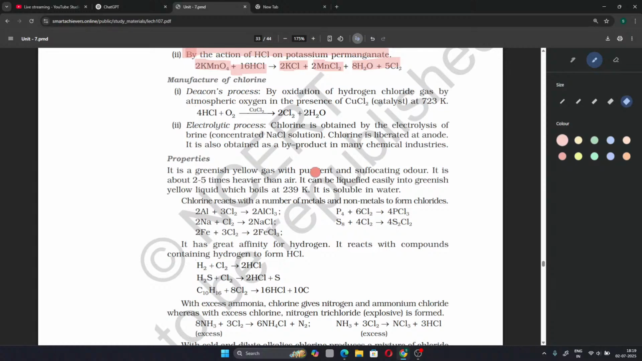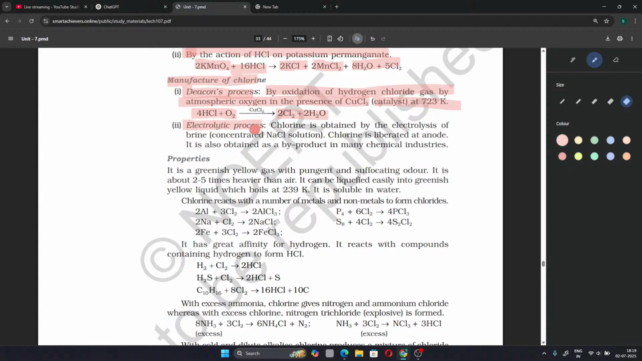Manufacture: the industrial scale process of chlorine is the fourth process we are going to study. The first was Haber's process, production of ammonia. The second was Ostwald's process, production of nitric acid. The third was the contact process, production of sulfuric acid. The fourth is Deacon's process, the manufacture of chlorine by oxidation of hydrogen chloride gas by atmospheric oxygen in the presence of CuCl2 as a catalyst at 723 Kelvin. HCl plus O2 in the presence of CuCl2 gives Cl2 plus water.